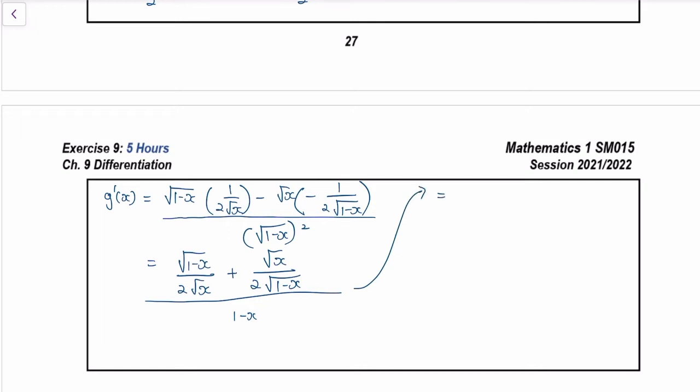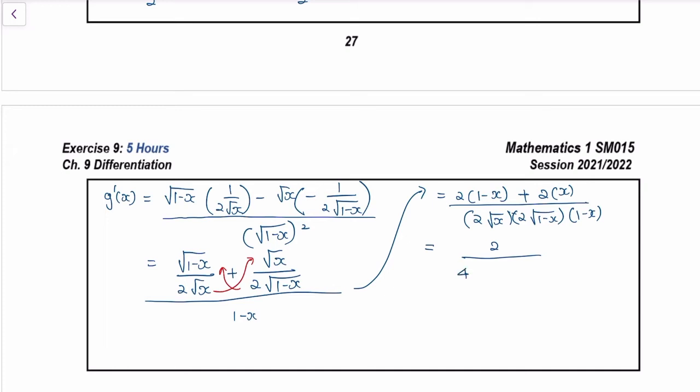Okay, so equate denominator, darab. So, 2 sqrt x darab sqrt 1 minus x, 1 minus x, 1 minus x plus 2 sqrt x darab sqrt x. So, x over, so 2 sqrt x sqrt, sekejap. Okay, sekejap. Saya terlupa tadi 2. Okay, darab 2 sqrt 1 minus x darab 1 minus x. Okay, so selesaikan yang atas. 2 minus 2x plus 2x, so dapat 2 over 4 sqrt x.